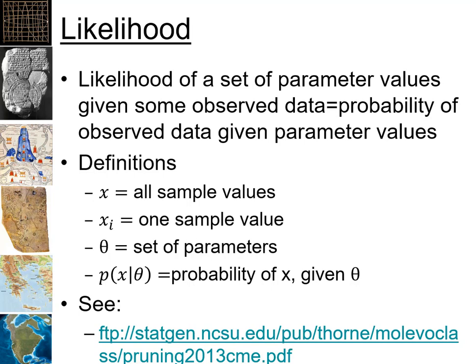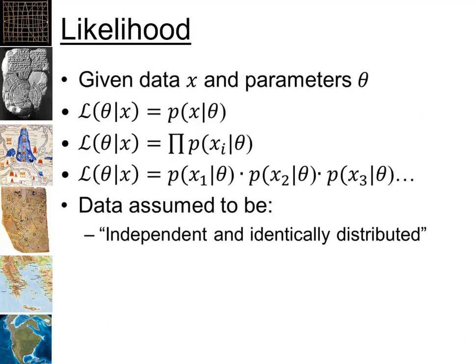Okay, and some definitions before we dive into this. X is all of our sample values. X of i is one sample value. Theta is our set of parameters. And then P(X | theta) is the probability of X given theta. Okay, now, don't freak out on me. This is one definition for likelihood. So given some data X and parameters theta, we can say that the likelihood of theta given the data, remember we can do it either as likelihood of the data given theta or theta given the data, okay? That can be equal to the probability of X given theta, okay?